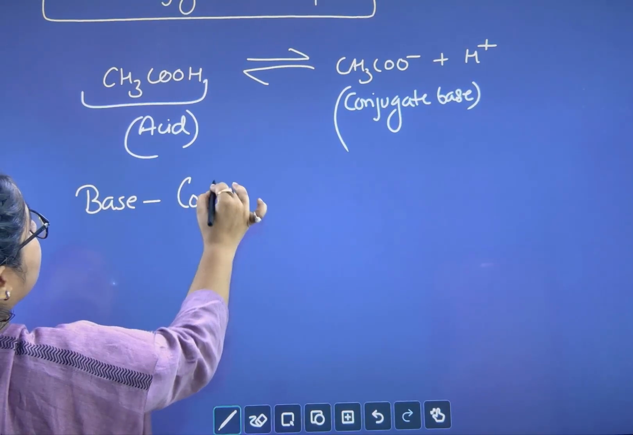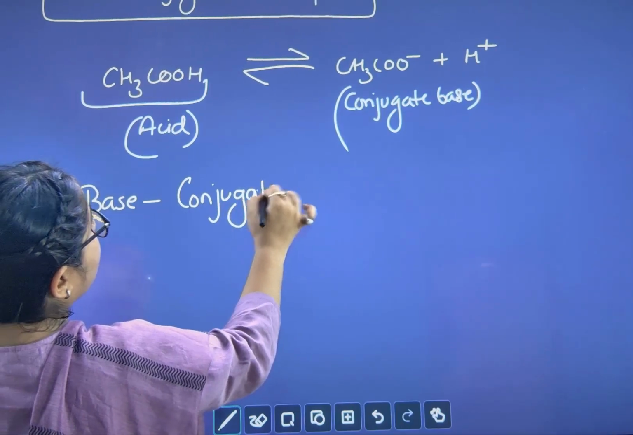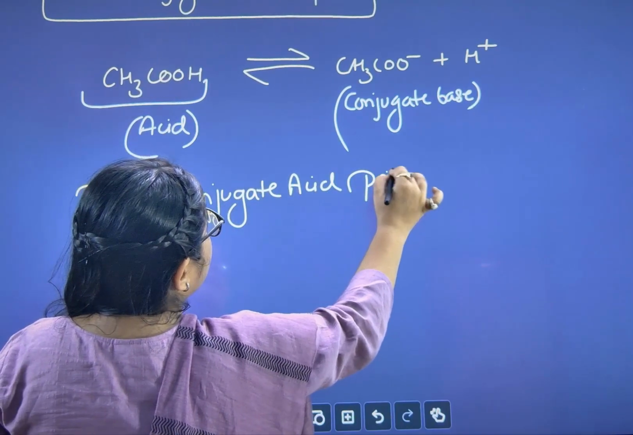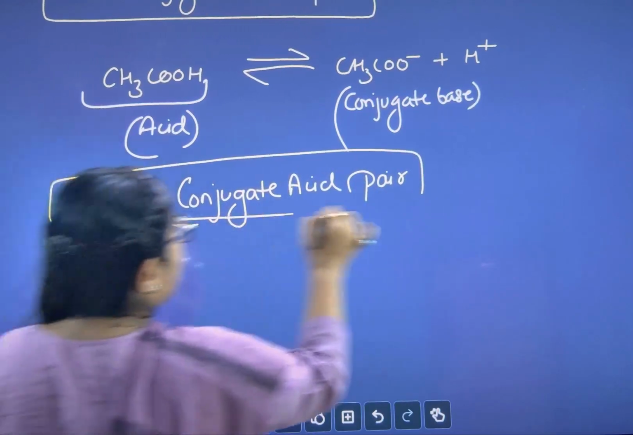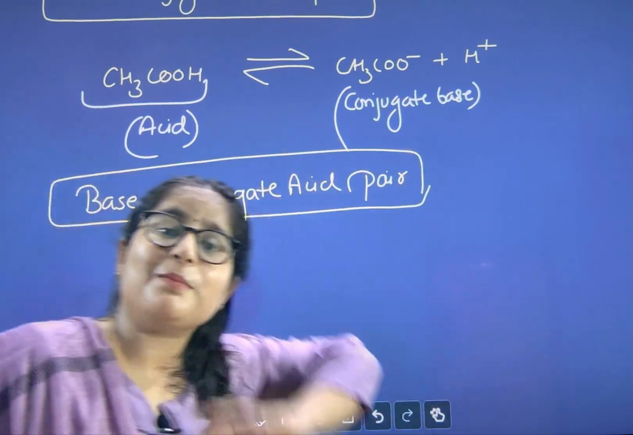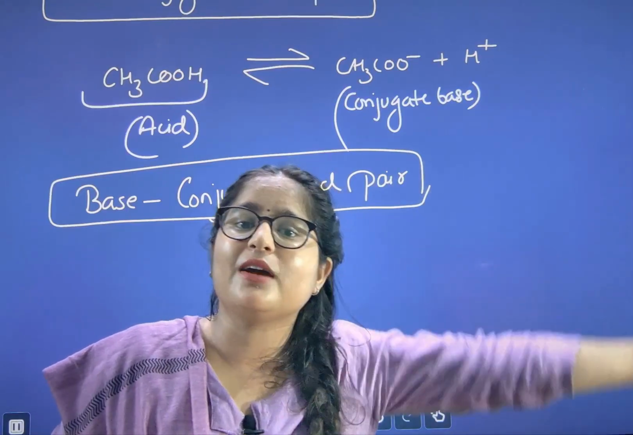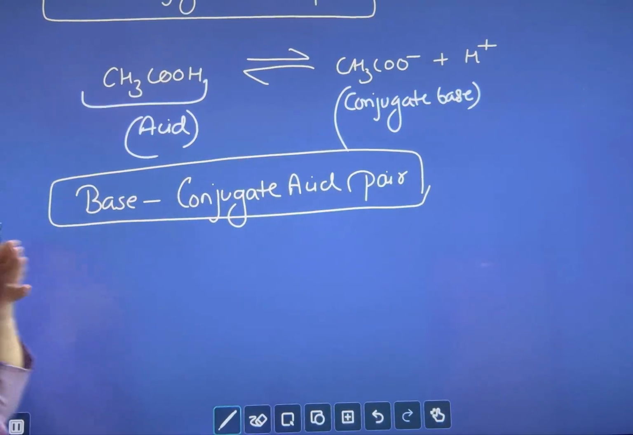Base, conjugate acid pair. Base, conjugate acid pair. So from the base we are getting the conjugate acid. Okay, let us see here.